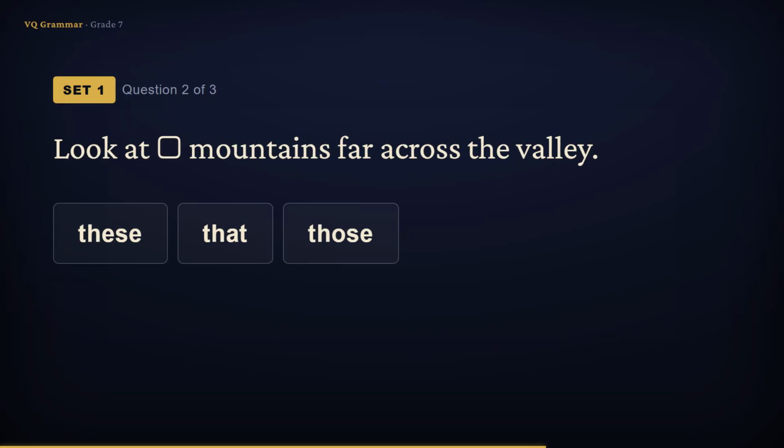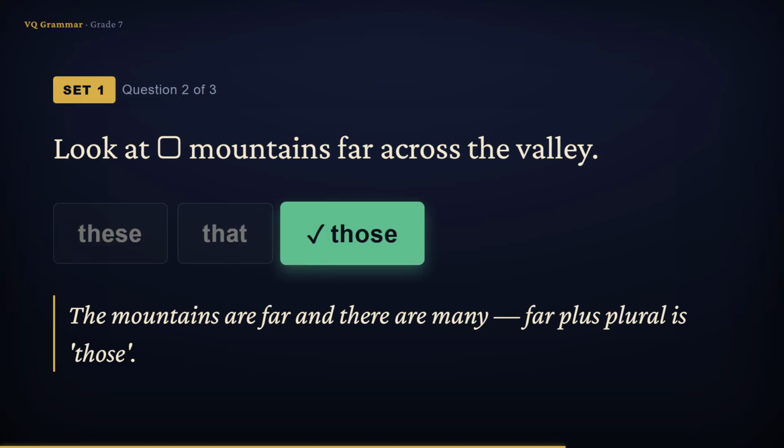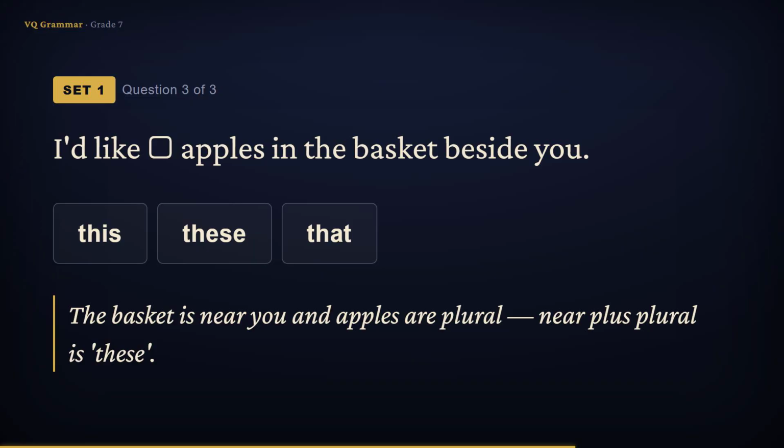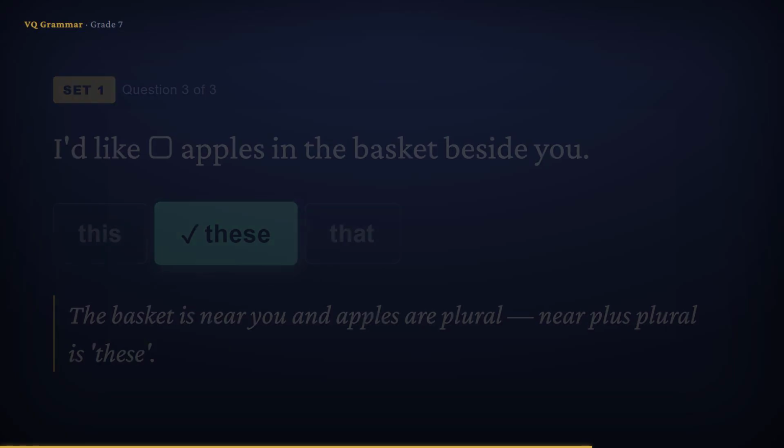Look at blank mountains far across the valley. The mountains are far away, so it's far, and there are many of them, so it's plural. Far and plural gives us those, so the answer is those. I'd like blank apples in the basket beside you. The basket is right beside you, so it's near, and apples are more than one, so it's plural. Near and plural gives us these, so the answer is these.